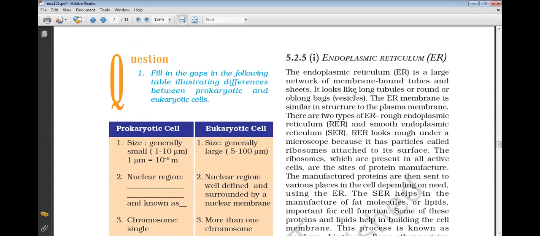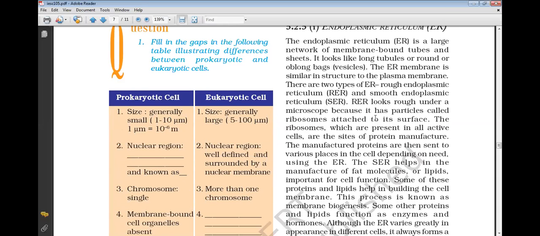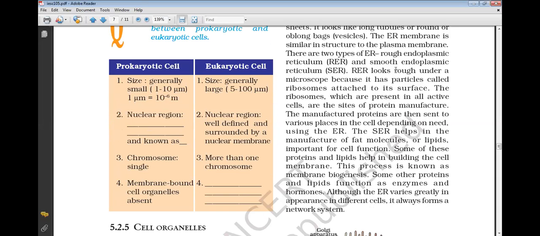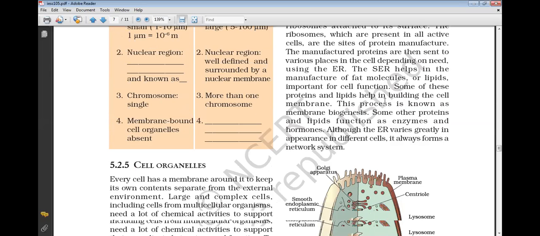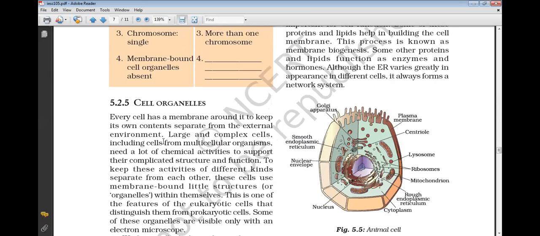Very first it was the endoplasmic reticulum. There are two types: rough endoplasmic reticulum and smooth endoplasmic reticulum. On the rough endoplasmic reticulum there are ribosomes. Ribosomes produce proteins, and the endoplasmic reticulum is involved in the transportation of proteins. Smooth endoplasmic reticulum helps in the manufacture of fat molecules.